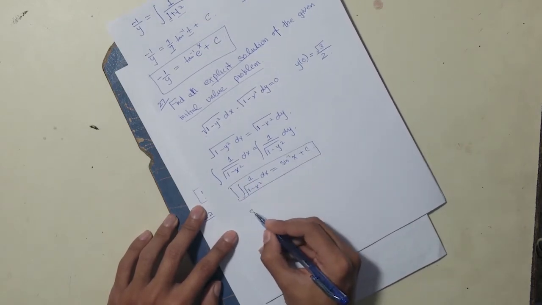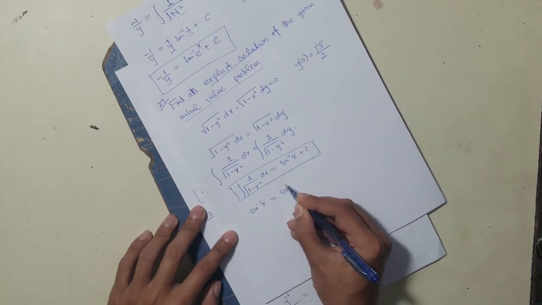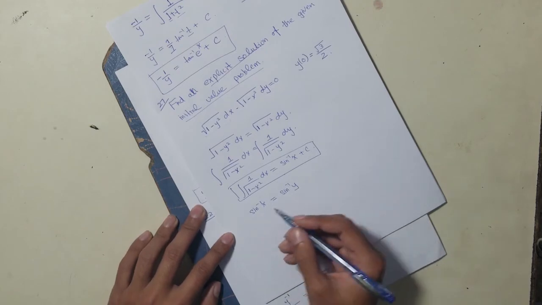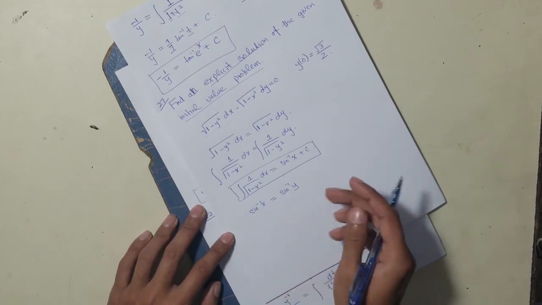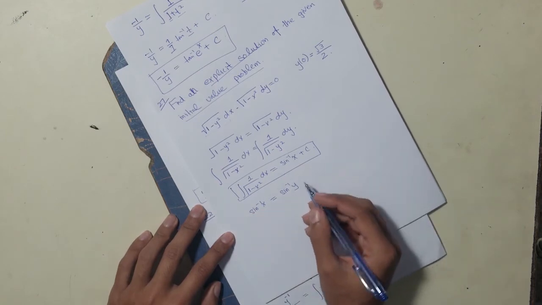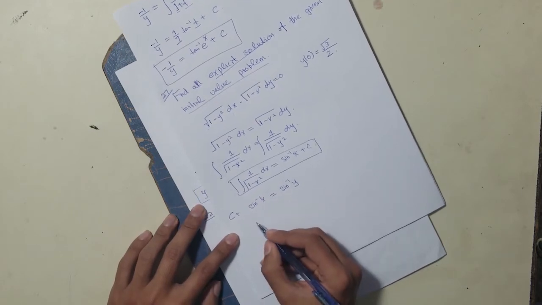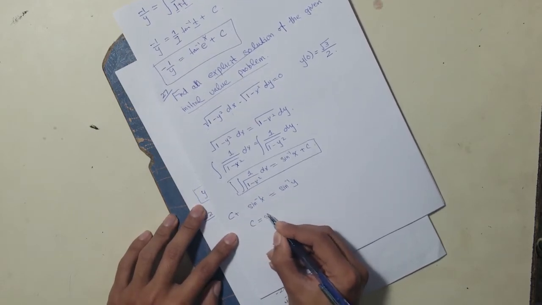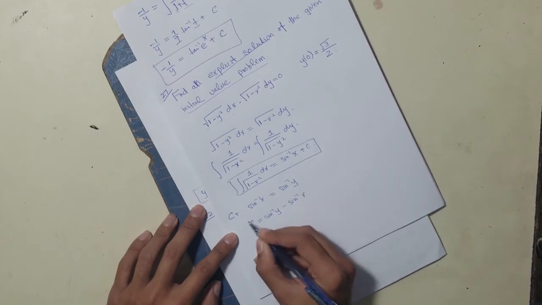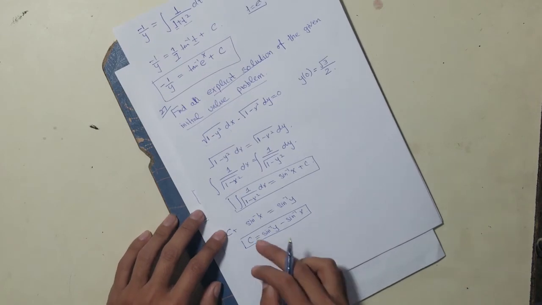This is equal to sin inverse x is equal to sin inverse y, plus the constant of integration. You can write the constant on this side or that side, it doesn't matter. I usually prefer to write it on the right hand side. So our solution is sin inverse y minus sin inverse x equals c. This is the solution of the given differential equation, but this is not our final answer.